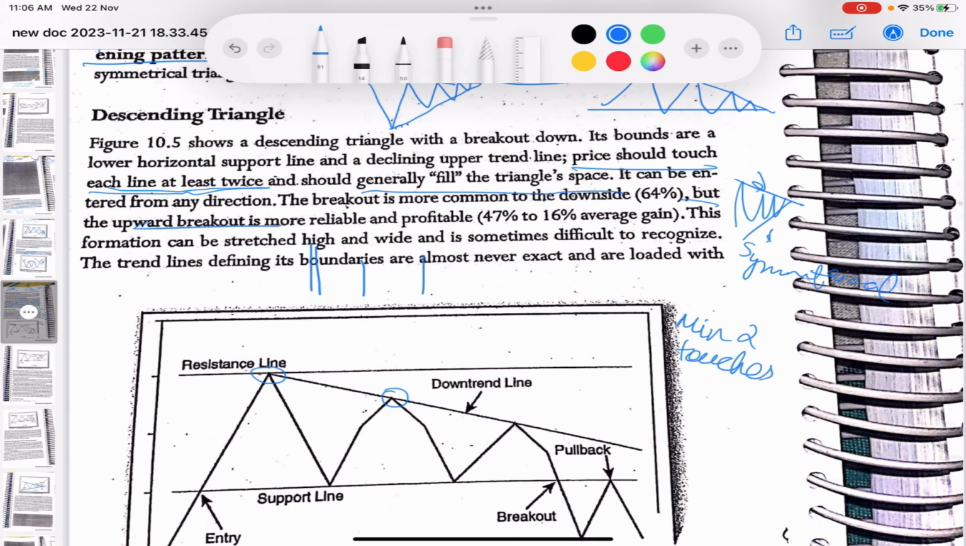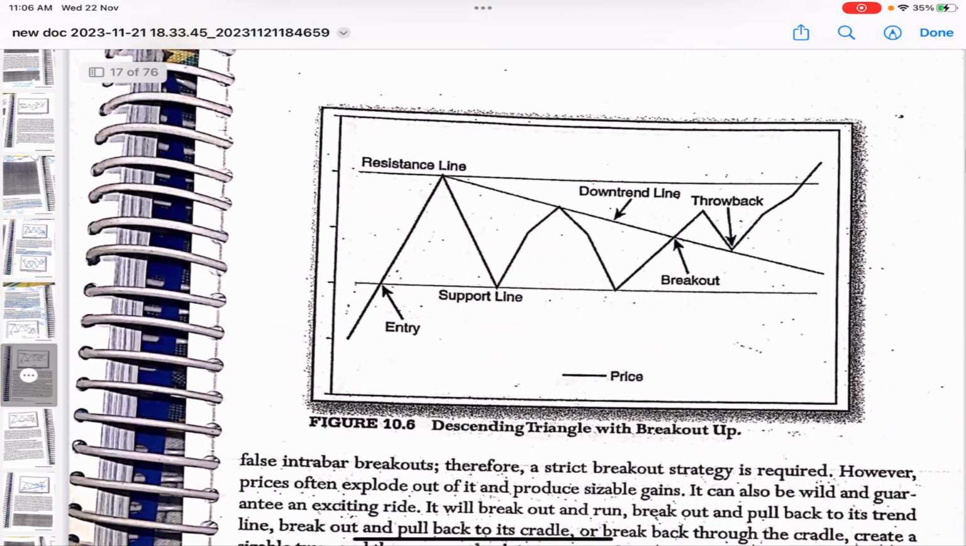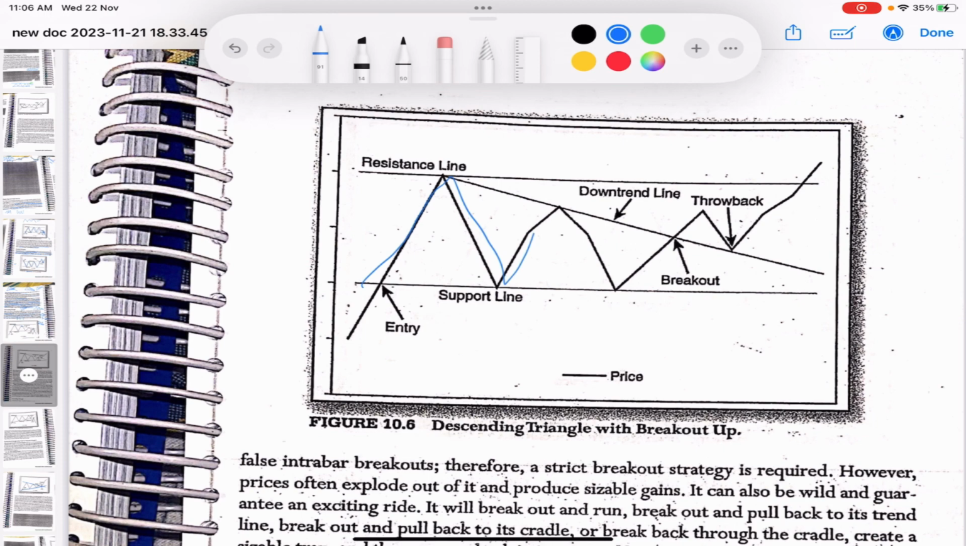But the upward breakout is more reliable and profitable. So you need to keep in mind that the breakout usually happens on the downside, but if the breakout occurs on the upside, that is more profitable. 47% to 16%. This formation can be stretched high and wide, and sometimes it becomes very difficult to recognize. Now, this is a descending triangle only again, and you can see that from here there is a breakout. So this probability is more. That's what they are saying.